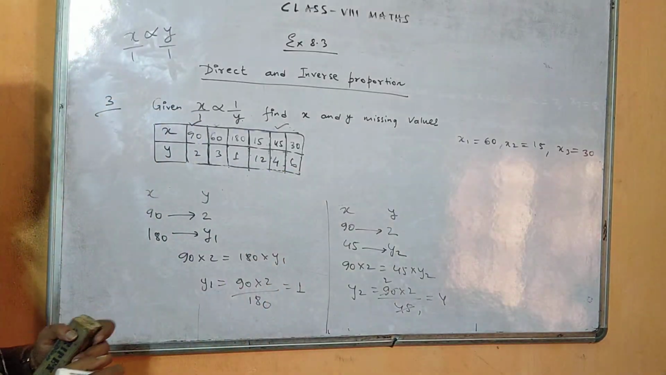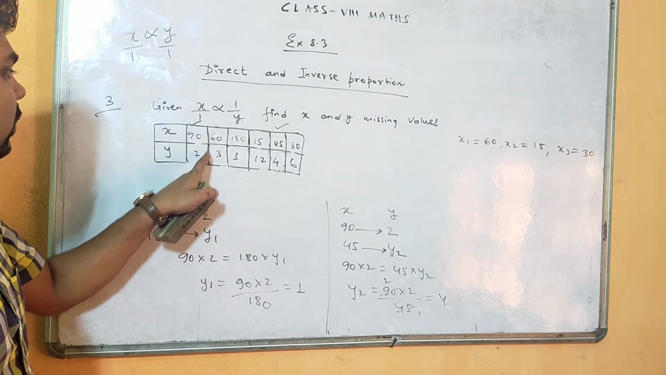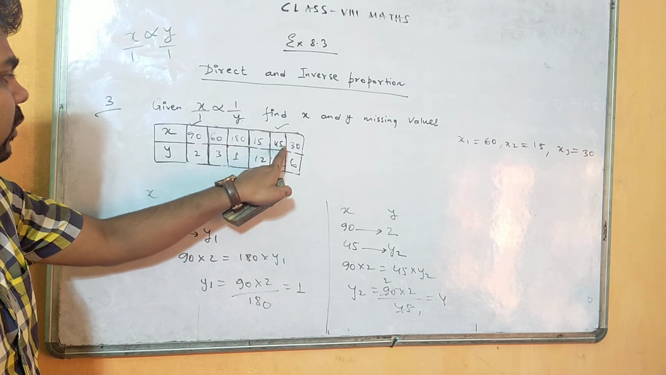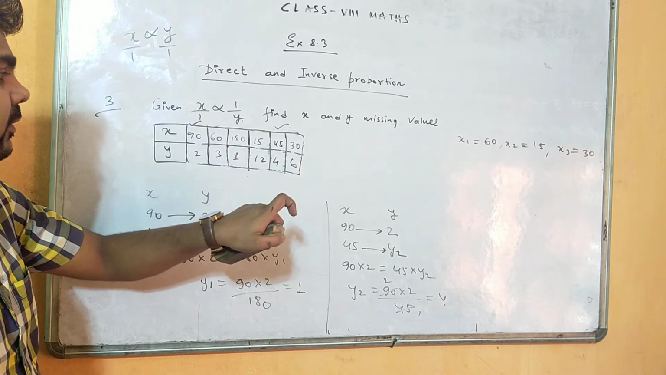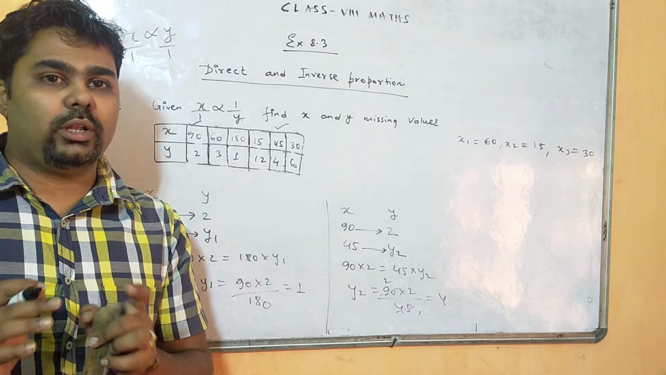In your answer, if you check, you will find that the answer is given as 90, 2, 60, 3, 180, 1, 15, 12, 45, 4, 30, 6. Both the answers are correct. If you write in a chart or you write with commas, both the answers are correct.